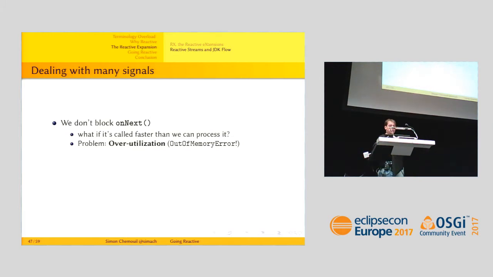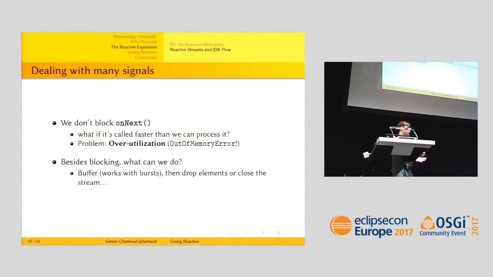So what could we do besides blocking? Well, we could buffer. It would work with bursts, because maybe on average we can process all the events that are sent to us. It takes like 10 minutes to process, but there are short bursts of 2 minutes, and so these bursts can be managed in the long run. Or maybe we have to drop and say, sorry, but we're ignoring what you're sending at us. Or maybe we can say, oh no, you're a bad boy, and just close the stream.